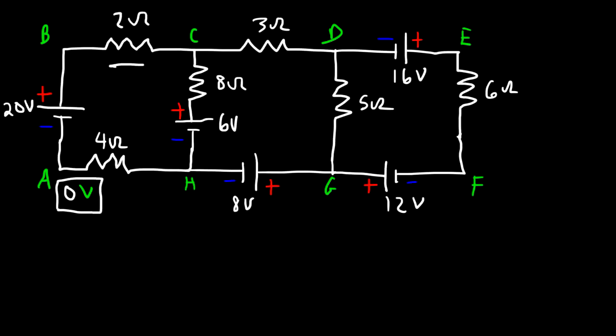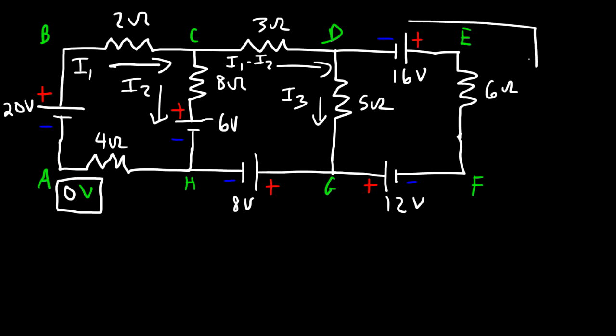Now let's define the current that flows through I2 as I1, and the current that flows through the 8 ohm resistor, that's going to be I2. Now the current flowing through the 3 ohm resistor, that's going to be I1 minus I2. And through the 5 ohm resistor, we're going to call that I3. Now the current that flows in this branch, which is basically the same as through the 6 ohm resistor, that's going to be I1 minus I2 minus this current here, which is I3.